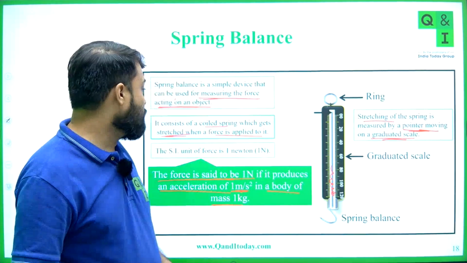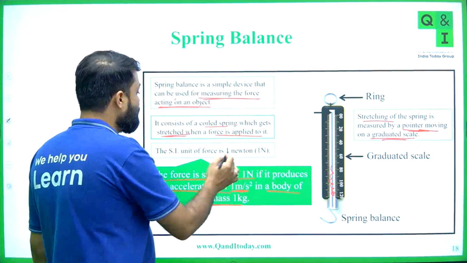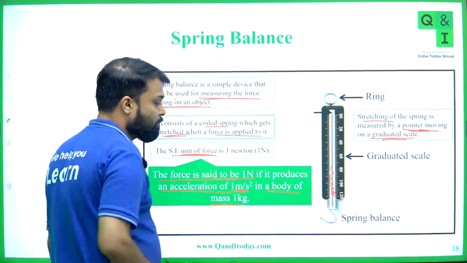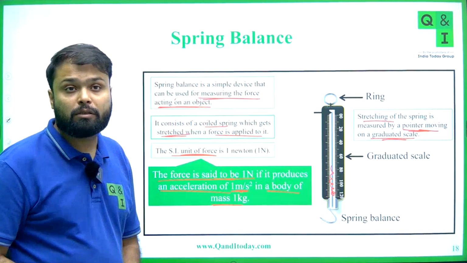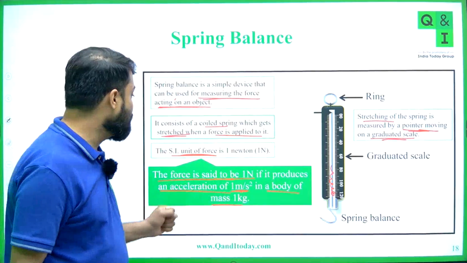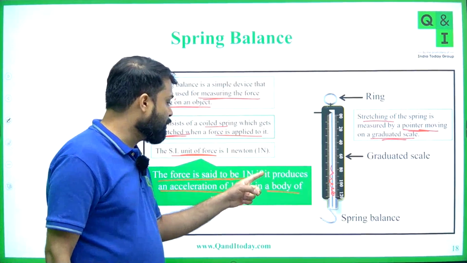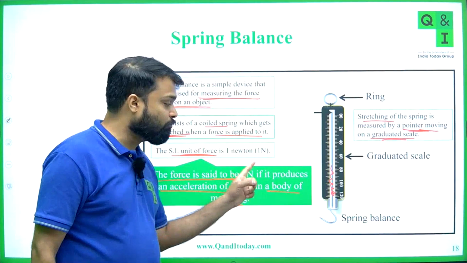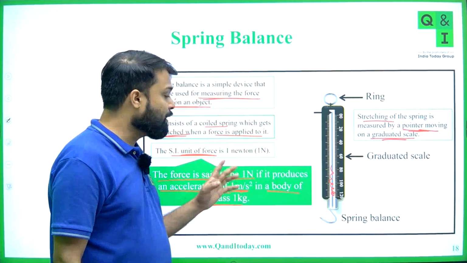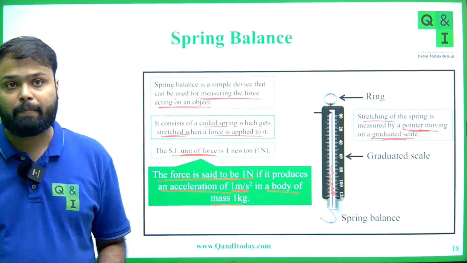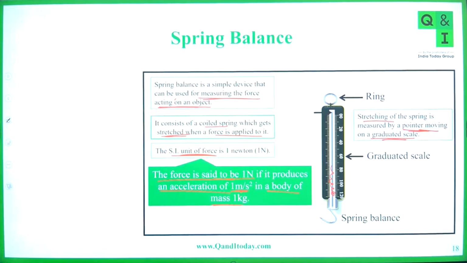So now, what is Newton? Newton is nothing but the SI unit of force. So what is the SI unit of force? It is Newton. And what is the meaning of 1 Newton? A force is said to be 1 Newton if it produces an acceleration of 1 meter per second square in a body of mass 1 kg. So anyone having any doubt about what a spring balance is? No, sir.